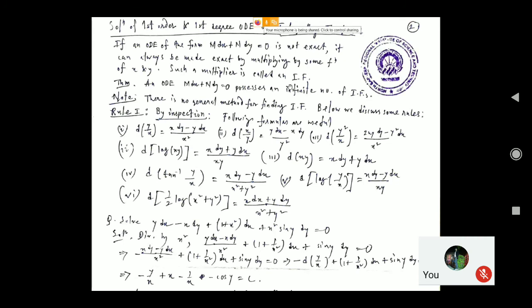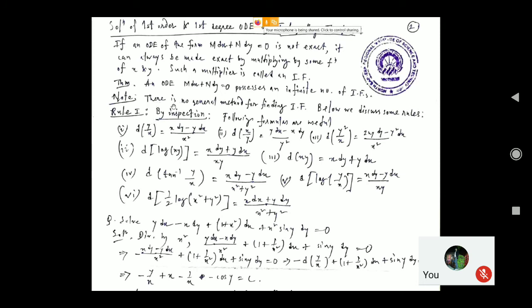So how to do that? In this regard, we have this result. An ordinary differential equation M dx plus N dy equal to 0 possesses an infinite number of integrating factors. So many integrating factors are there. Different students may obtain different integrating factors and apply them to solve the equation.